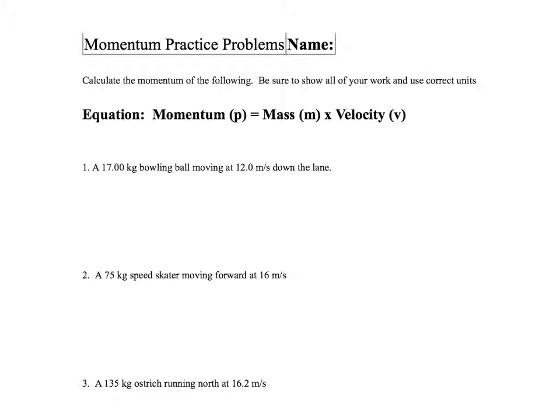The first thing I do is I box out each number that the problem gives me. This ensures that I'm not going to get confused by all the words, and I can just focus on what the problem's giving me and what it's asking for. The next thing to do is to assign a variable to each number. So 17 kilograms is a mass. 12 meters per second would be velocity.